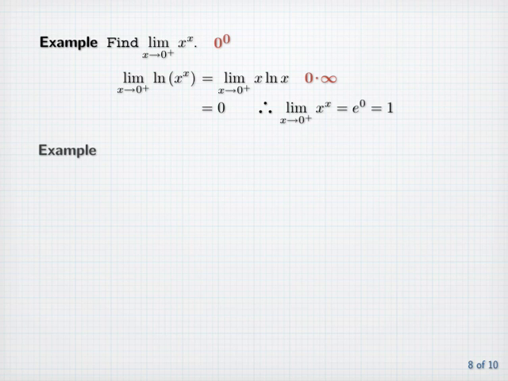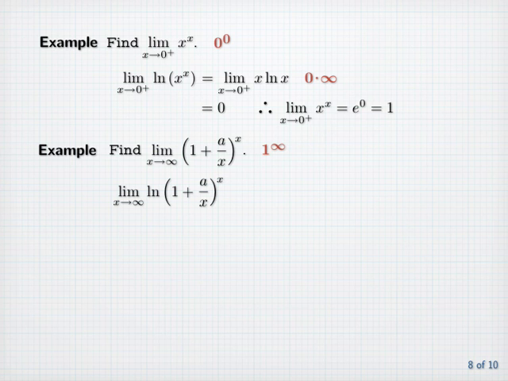Another example. Let's find the limit as x approaches infinity of the x power of 1 plus a divided by x, where a is a constant. Now notice here that a divided by x approaches 0, so 1 plus that approaches 1, and so this is a 1 to the infinity form. So let's look at the limit as x goes to infinity of the natural log of that function. This equals the limit as x goes to infinity of x times the natural log of 1 plus a over x. So the first factor, x, approaches infinity. The second factor, the natural log of 1 plus a over x, approaches the log of 1, which is 0. So this is infinity times 0.